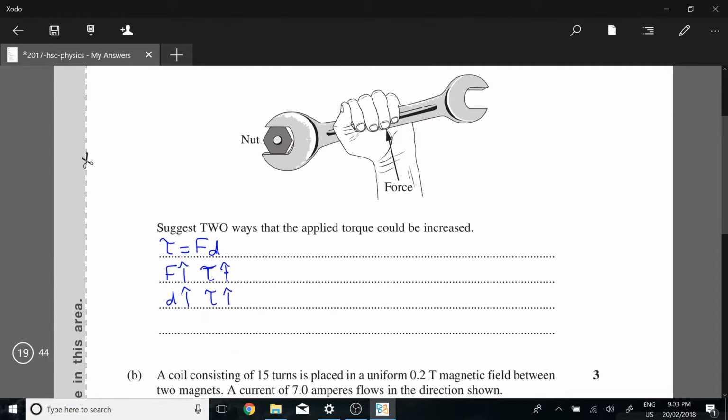So obviously, if you push harder on the wrench, you will increase the torque. And also, if you increase the distance from the center at which you hold the wrench, so if you hold the wrench as far back as possible, you will also increase the torque that you can use.